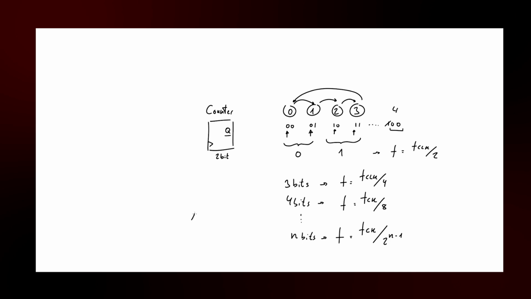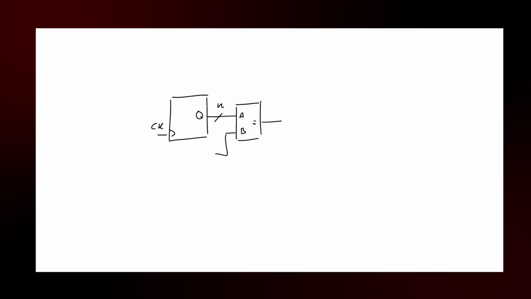This is a problem for me because I need to divide the OCXO by 10 million, which is not a power of 2. So what can we do in this case? Well, we can add a comparator at the output of the counter. A comparator is a logical circuit which compares 2 digital inputs, and when they are the same, it outputs a 1. In every other case, it returns a 0.